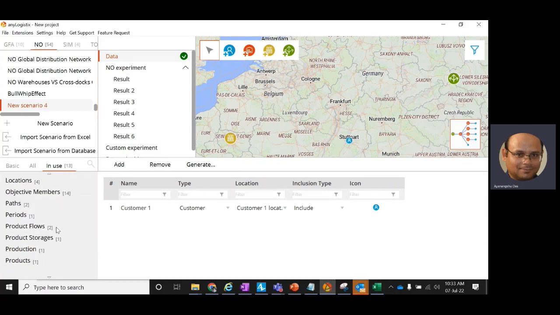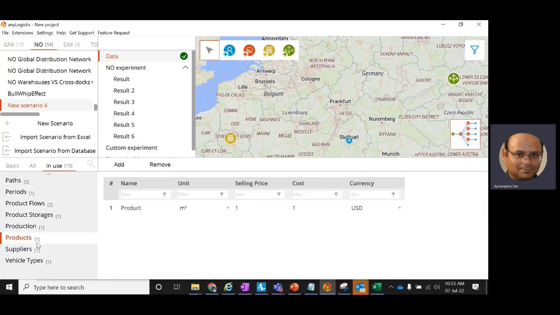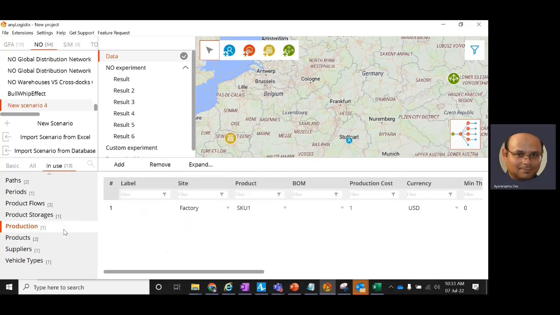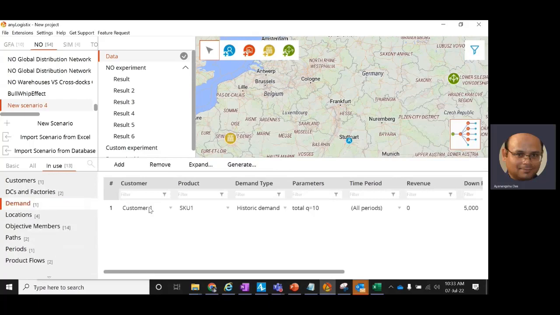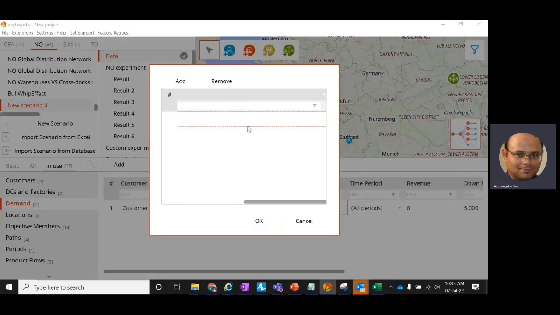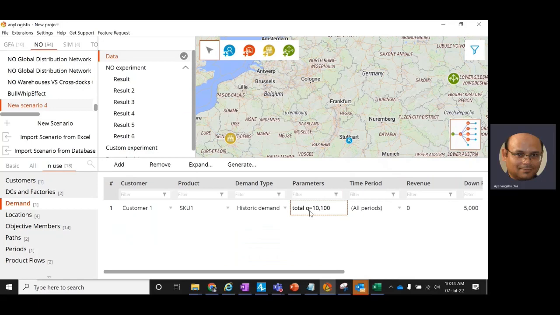custom constraint in terms of a production constraint, so that we have two products, SKU1 and SKU2. And we will say that the same machine can make two SKUs. The maximum capacity for the machine is, say, 100 units, and it cannot make more than 100 for any of the SKUs. So we created two SKUs, SKU1 and SKU2, and then we will say that the total demand for one of the SKUs is 100, and the other SKU would be 110.